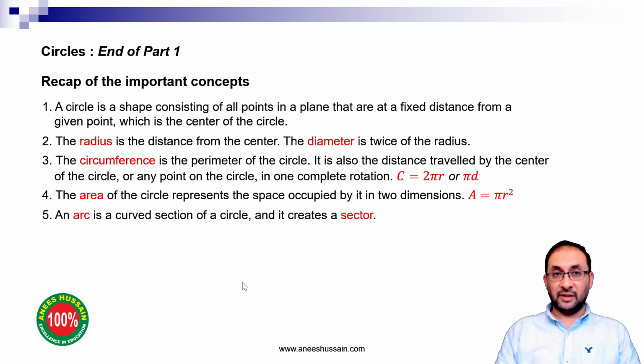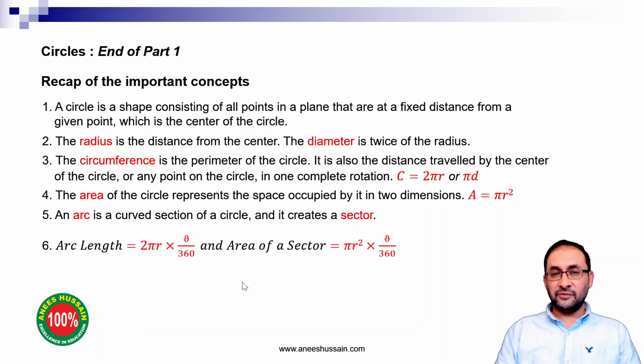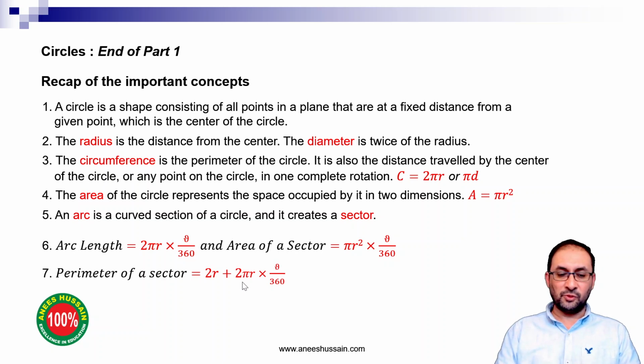Number 5, the arc is a curved section of a circle and it also creates a sector. The sector is bounded by the arc and the two radii. Number 6, the length of the arc is 2 pi r multiplied by theta over 360, where theta is the central angle. And the area of the sector is pi r squared multiplied by theta over 360. Number 7, the perimeter of a sector is equal to 2 times the radius plus the length of the arc, which is 2 pi r multiplied by theta over 360.